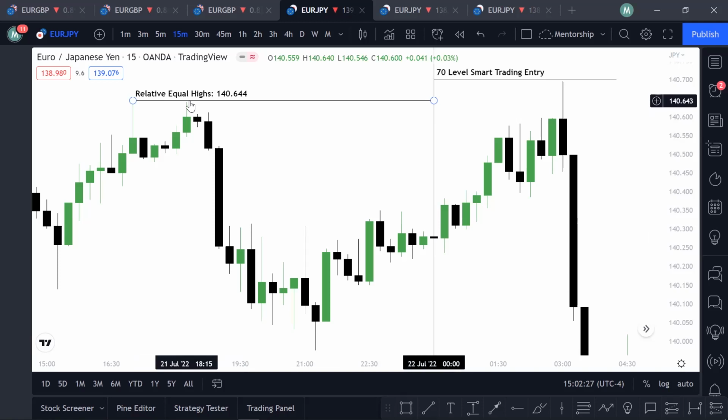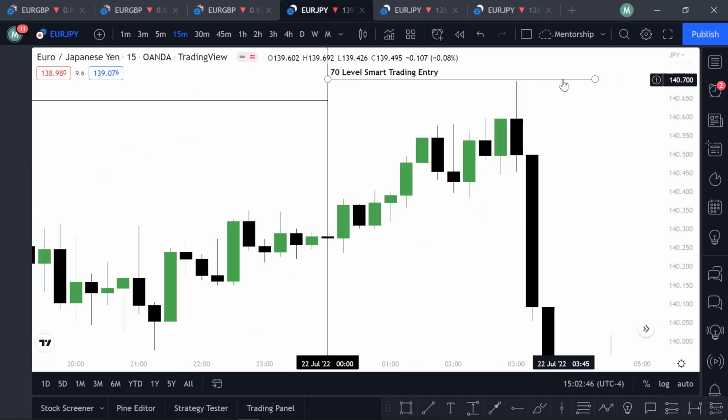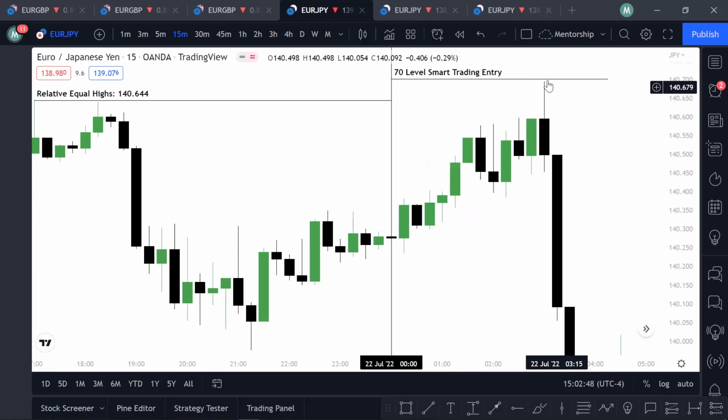There are stop losses here. Price trades above this high. Which price level are we looking at? We are looking at a smart trading entry, the 70 level. What time? 3 o'clock in the morning. At exactly 3 o'clock in the morning, New York time, price comes to the smart trading entry, the 70 level.